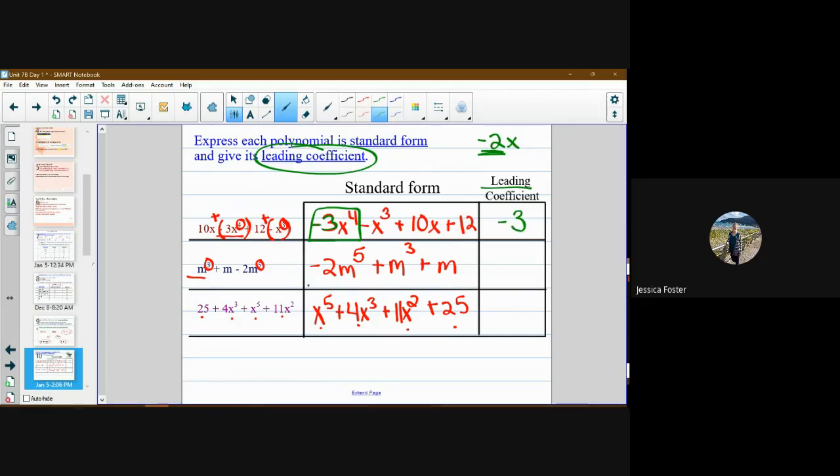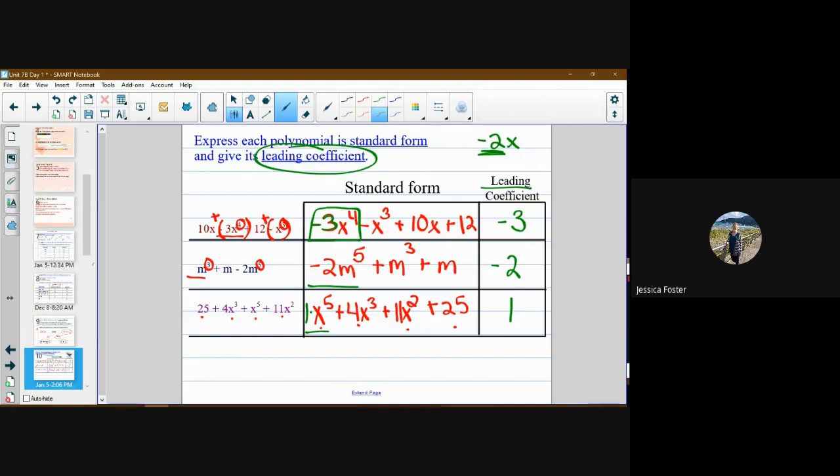My leading term, negative 2m to the 5th. My leading coefficient then is negative 2. My leading term is x to the 5th. There's nothing in front of x to the 5th, but we always know that 1 is out in front. It's 1 times x to the 5th. We just write it as x to the 5th as it doesn't change the value. So if there isn't a number that we can see, then the leading coefficient would be 1.